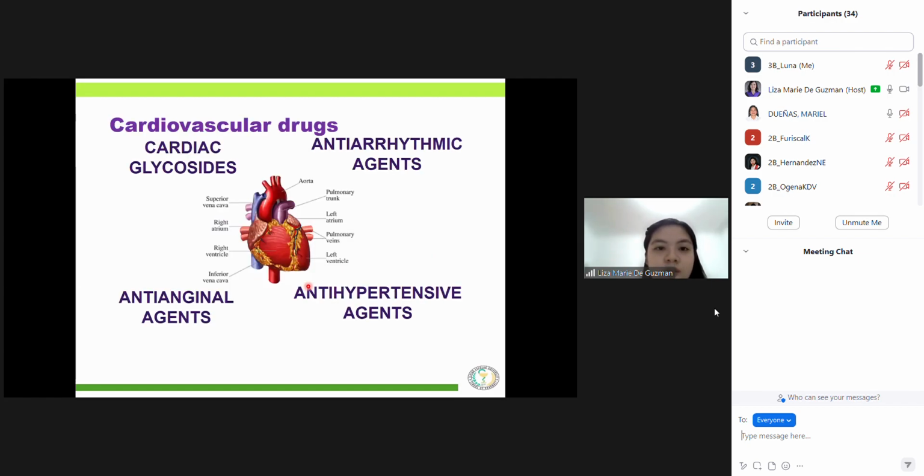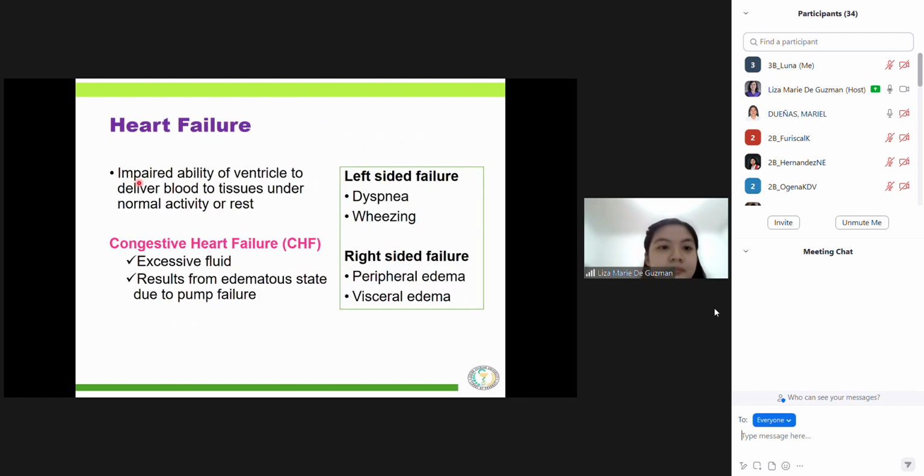So starting off with the different cardiovascular drugs, we will focus on these four major cardiovascular drug classifications, starting off with the cardiac glycosides. Recall that cardiac glycosides are usually indicated for conditions like heart failure, wherein there is inability of the ventricle, either the left or the right ventricle, to deliver blood to the tissues under normal activity or rest.